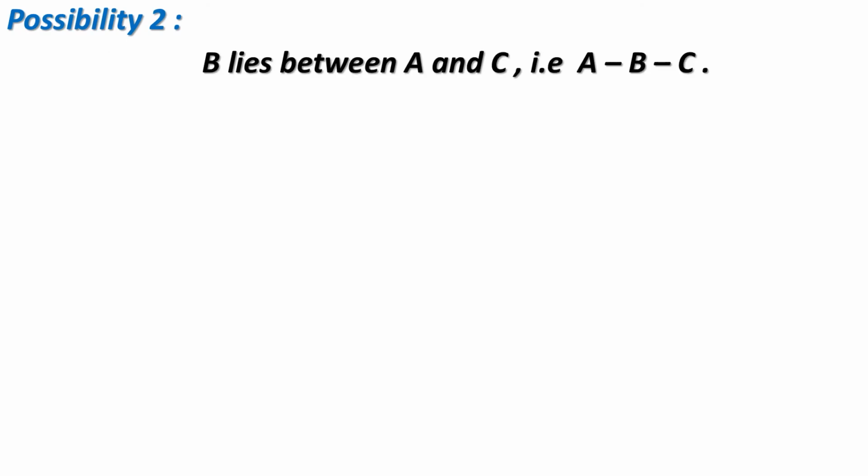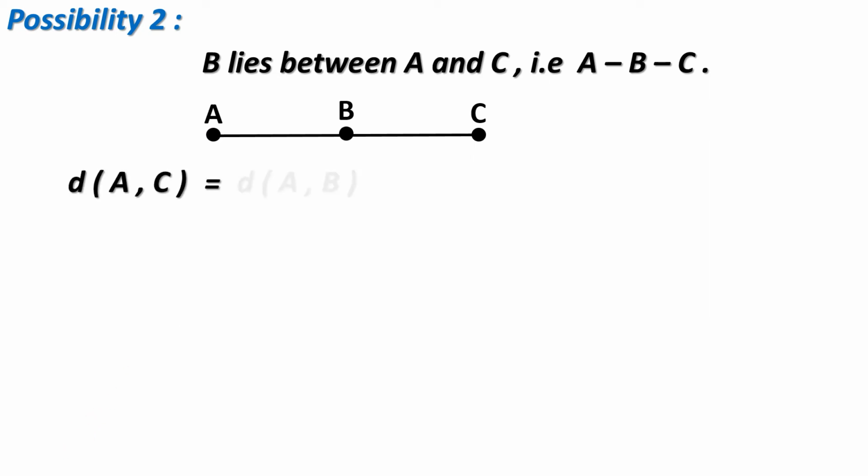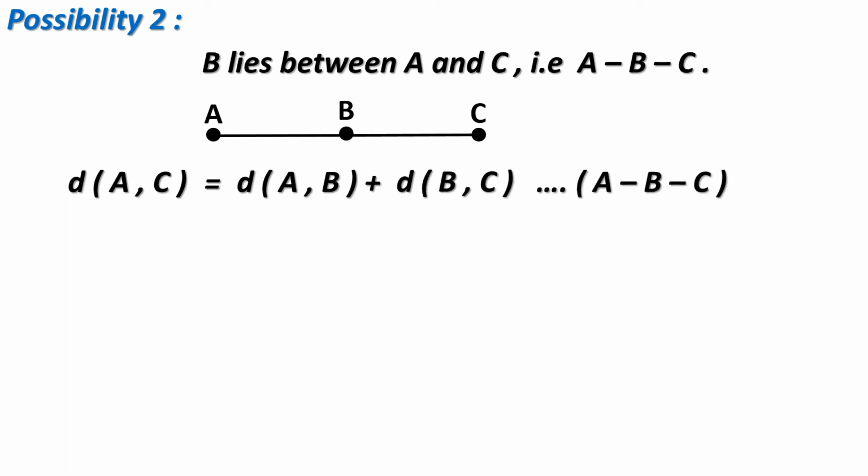Now here we have possibility number 2, when B lies between A and C, that means A-B-C. Now in this case distance AB plus distance BC equals distance AC. So distance AC equals distance AB plus distance BC, since B is between A and C. Now we'll substitute distance AC as 10 and distance BC as 8.